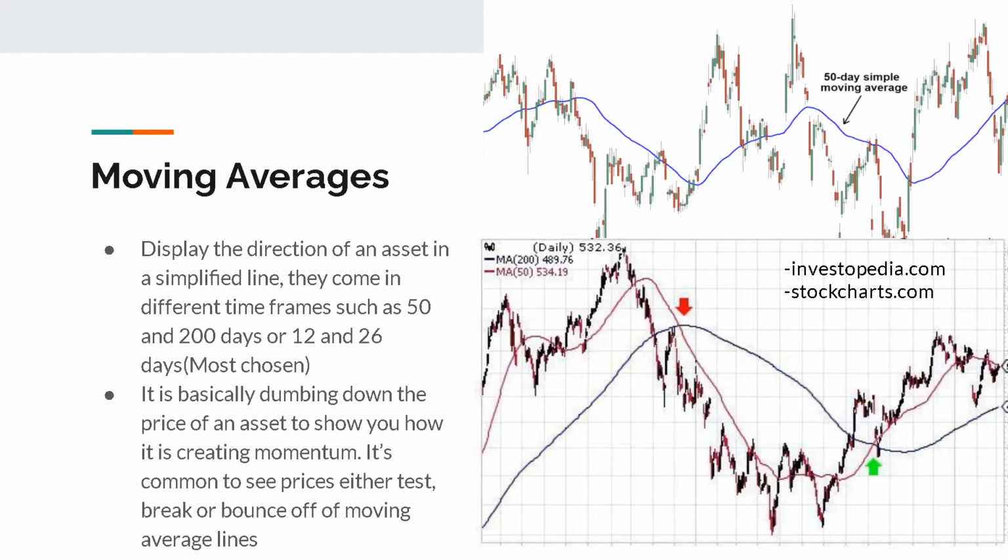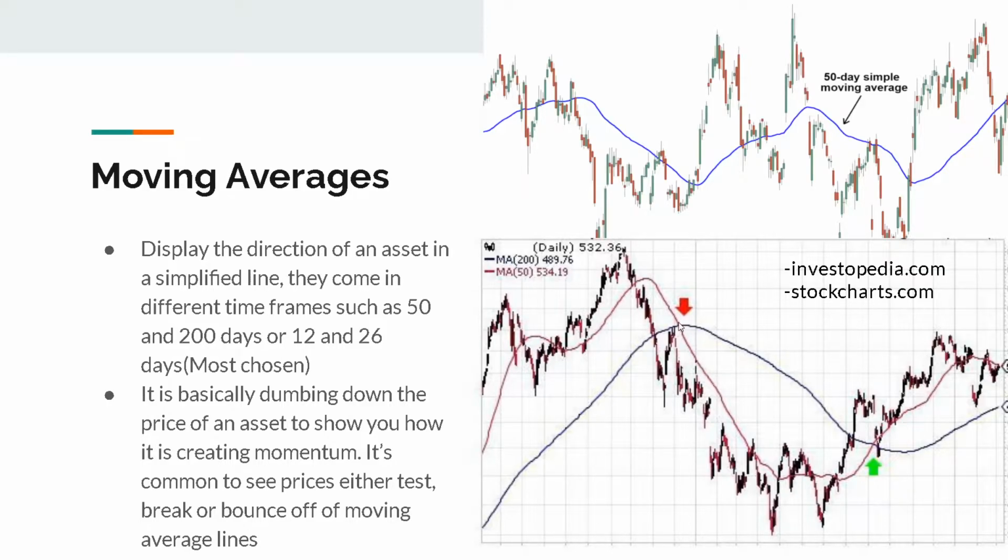So to get right into it, what are moving averages? Moving averages are basically simplified lines that display the direction of an asset. They come in different time frames. You can have a 50 and 200 day pair, a 12 and 26 day pair, or you could just choose one line. If you look in your top right, you just have your 50-day moving average. And if you look in the bottom chart, you have your 250 day.